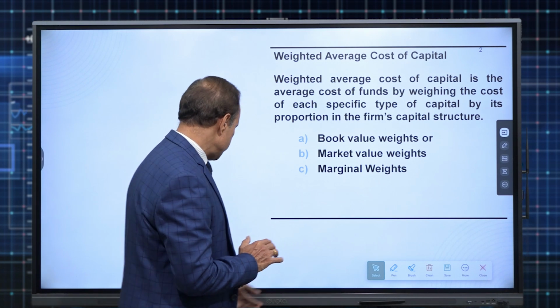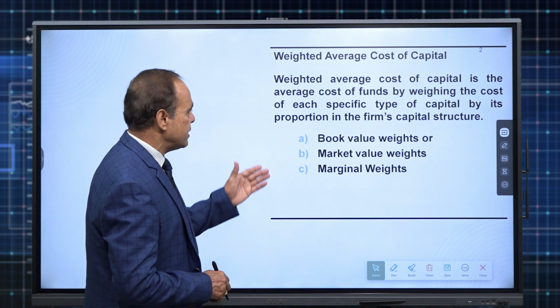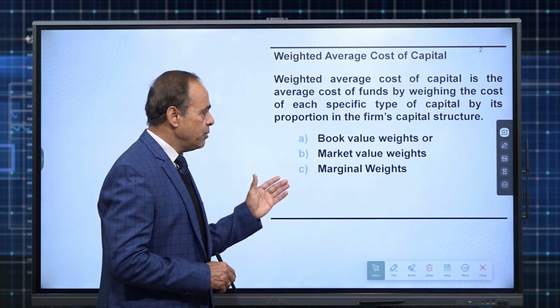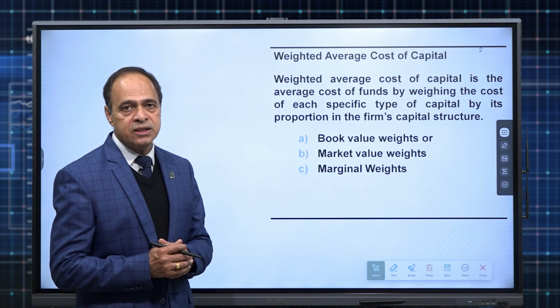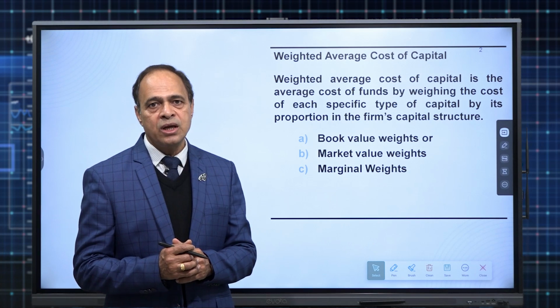Now, question comes, what kind of weight has to be used? So it can be either book value weight, market value weight and marginal weights. So what are these weights? We will understand that also, and then we will proceed further with the calculation part.